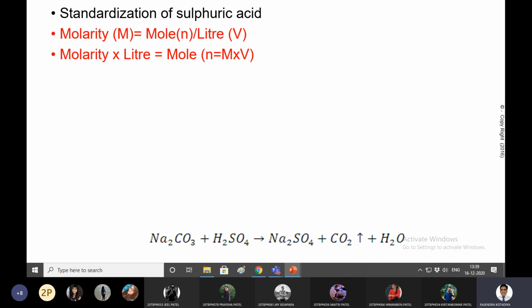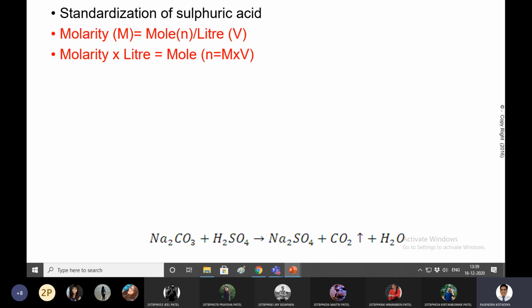We need to focus on the reaction between the molecular bases of the primary standard and secondary standard solution. So to neutralize 1 mole of sodium carbonate, we require 1 mole of H2SO4. So we have 1 mole of sodium carbonate equivalent to 1 mole of H2SO4 from this particular equation. Based on that we'll do the calculation, but before that let us recall what is molarity.